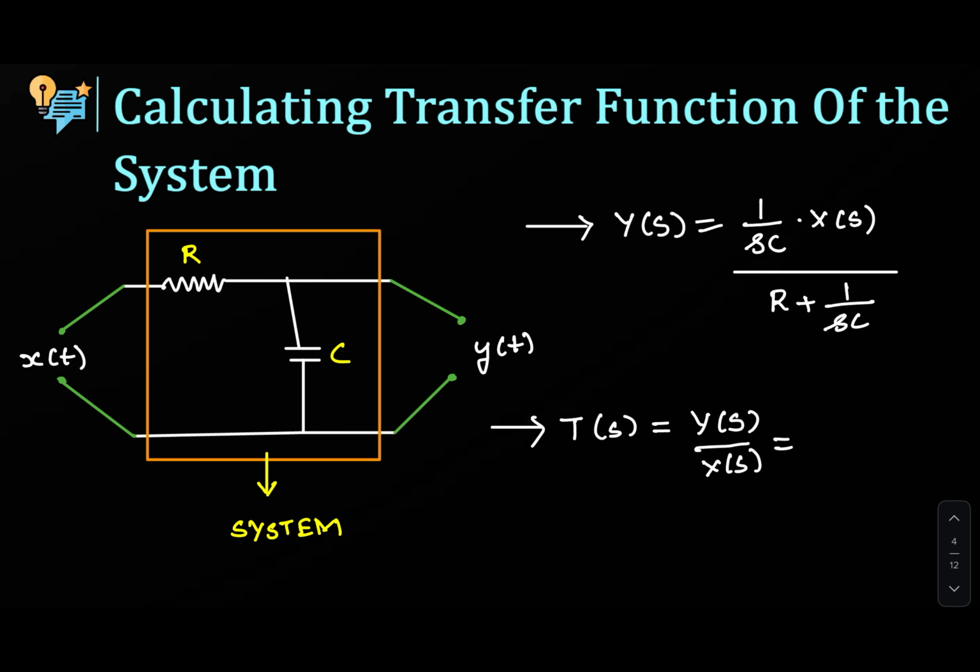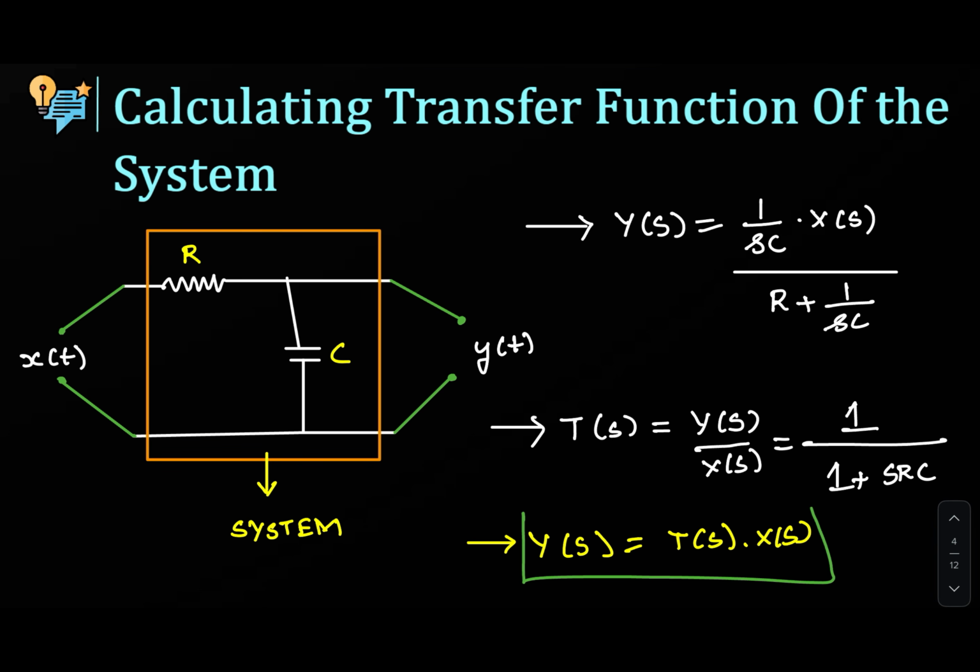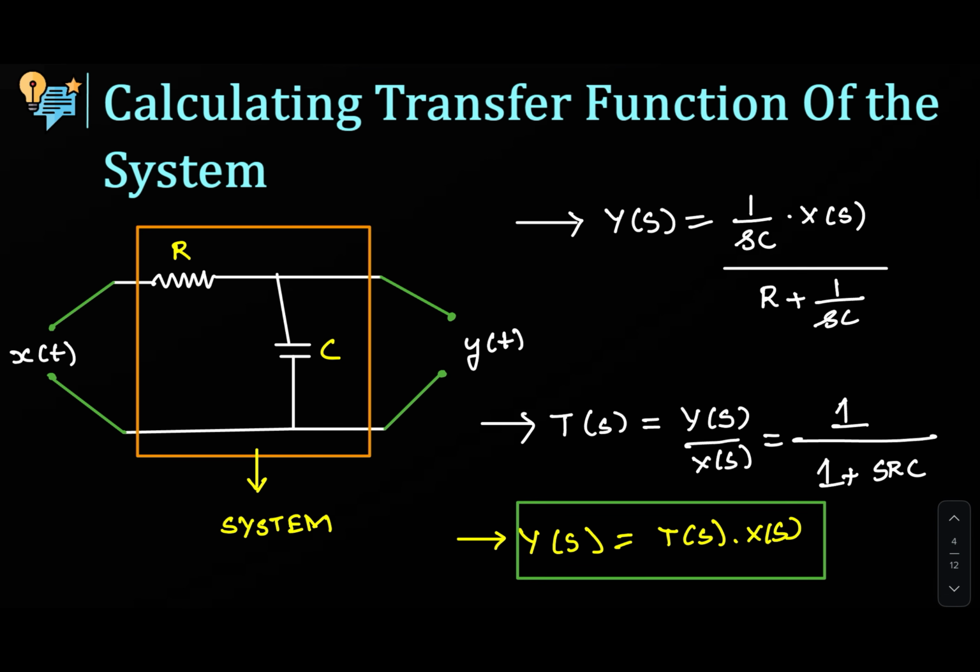So that is my this one, and if I am doing xc, this will become 1 by 1 plus src. So this is my transfer function. From this, you can also write y of s. So y of s is equal to t of s into x of s. So this is one important derivation that we will follow. That is, output is gain into input. So this is calculating the transfer function of the system.